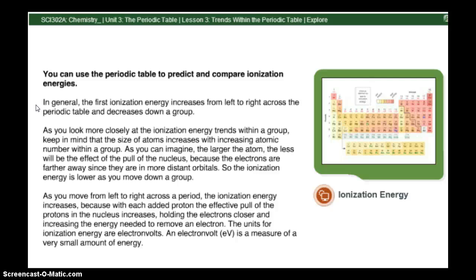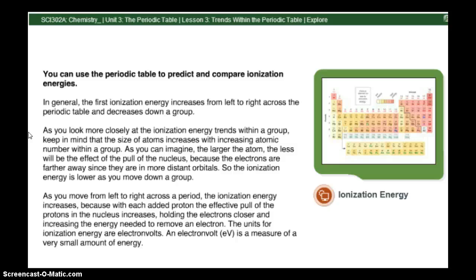You need to really think about the why, and if you can think it through, you will know it for a much longer time because you're not memorizing, you're actually learning it and you're learning the why. So this is an example of when it's important to learn the why. As you look more closely at the ionization energy trends within a group, keep in mind that the size of atoms increases with increasing atomic number within a group.